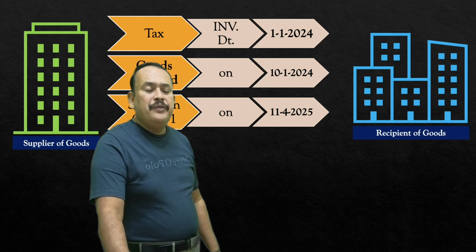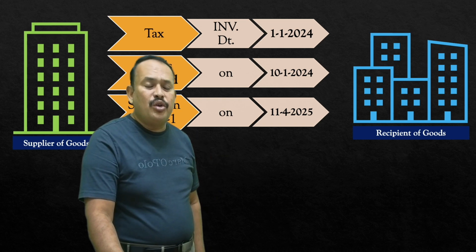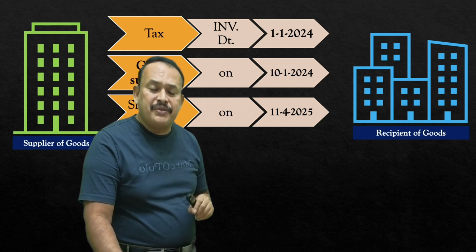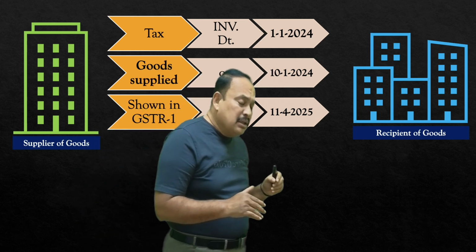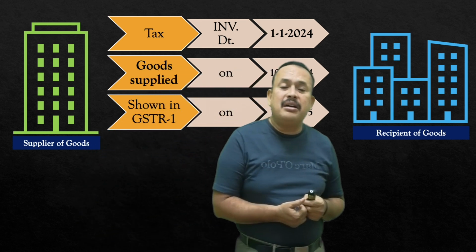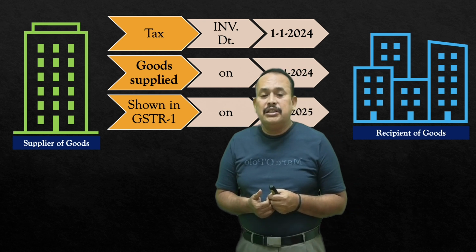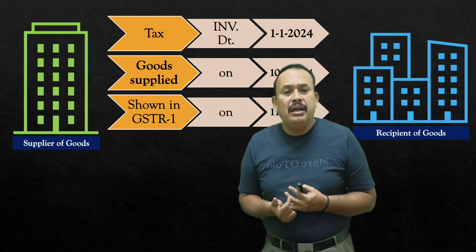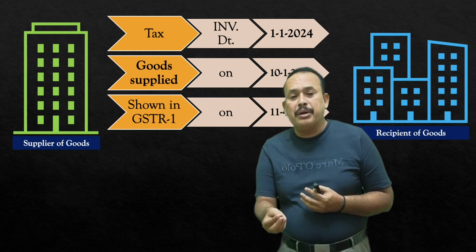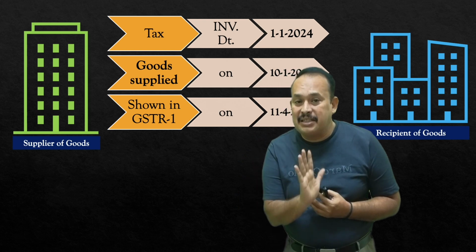So, if 1st January 2024 is the time of supply, the supplier of the goods should submit the GSTR 1 return to disclose his output tax liability by 11th February 2024. Is it clear?